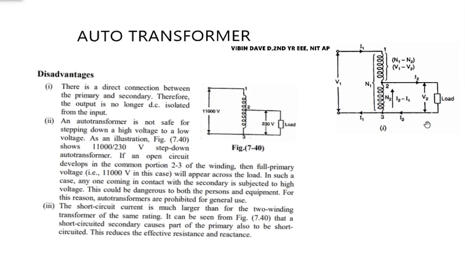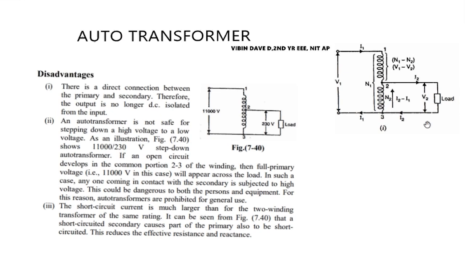Until now we have discussed the advantages of the autotransformer. Now let us see the disadvantages. As I already mentioned before, the autotransformer has no electrically isolated primary and secondary coil. That was an advantage, but it also leads to some disadvantages, because there is a direct connection between primary and secondary. Therefore, if any fault happens in the secondary, it will affect the primary, and if any fault happens in the primary coil, it will affect the secondary coil.